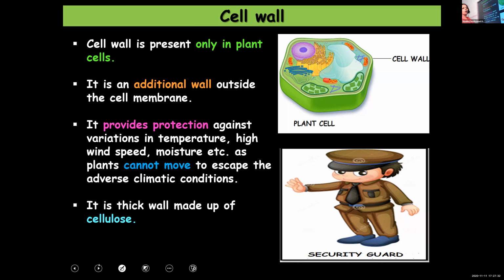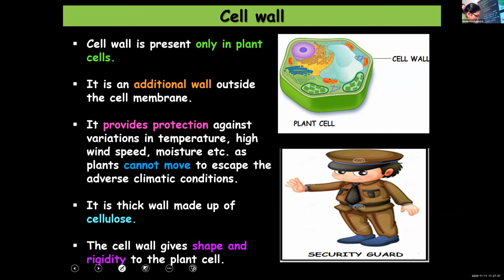It's a very thick wall, and it is made of a substance known as cellulose. The function of the cell wall is to give shape and rigidity, stiffness, to the plant cell. Once again, quickly, the cell wall is found only in plant cells. It is an additional layer meant for providing protection, because plants cannot escape harsh conditions as they can't move.